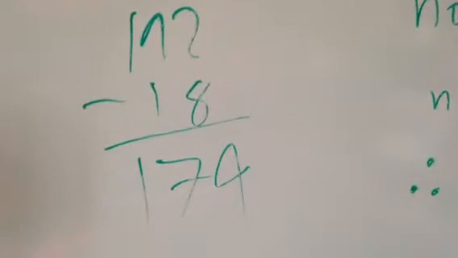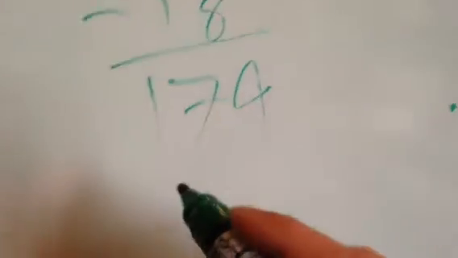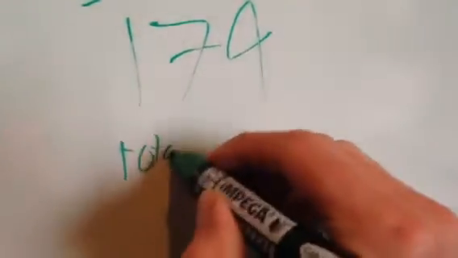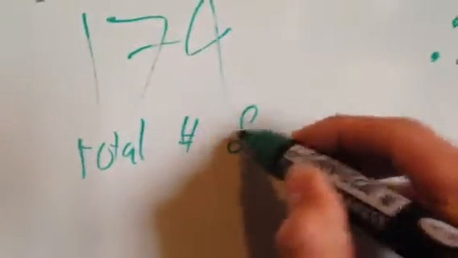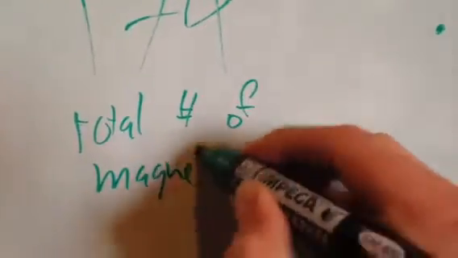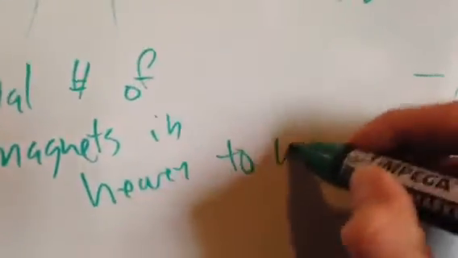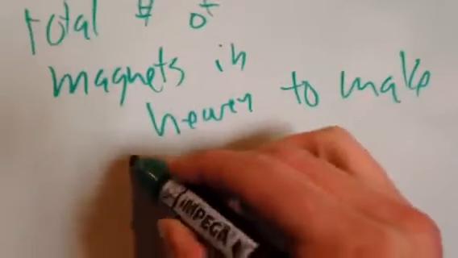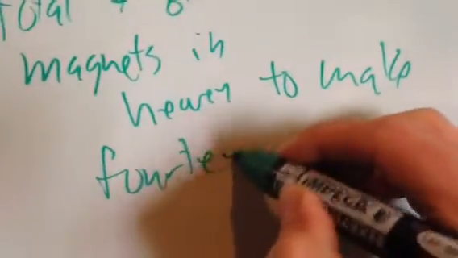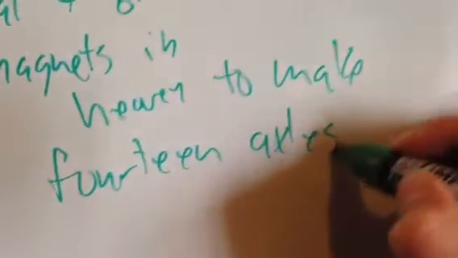192 minus 18 is 174. You know? The total number of magnets in heaven to make 14 axles turn.